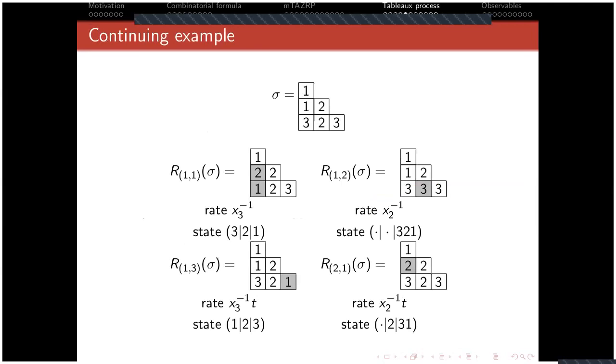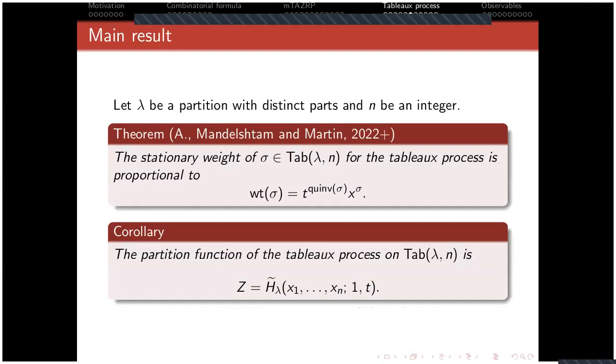So coming back to our example, this was initiated at site 1, 1, which has content 3, so this was 1 over x3. There is nothing in the lower arm which has content 3, because there is nothing to its left and nothing in the row below it. And so our theorem is that the stationary weight of any tableau in this process is proportional to t to the power of the statistic and x to the power of the content.